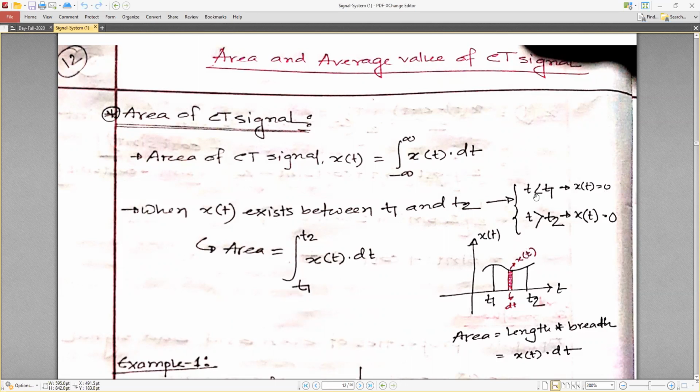So the area is the integral from T1 to T2 of x(t) dt. See, if t is less than T1, then it will be 0. If t is greater than T2, then it would be 0. So two conditions. This is the area equation. If I want to find out the area of a signal, then I will use this equation.